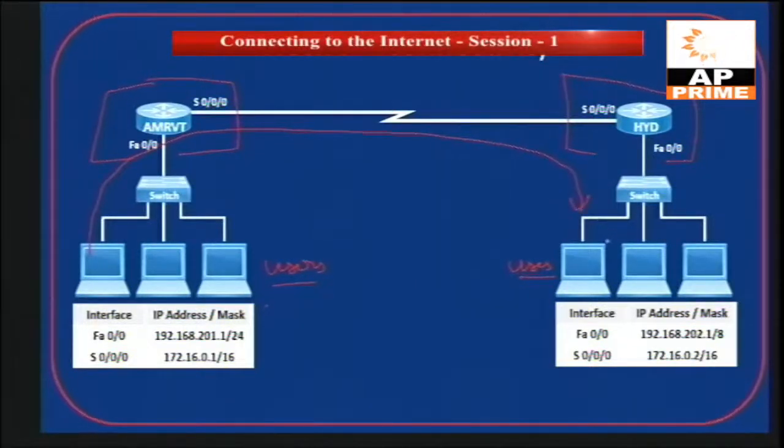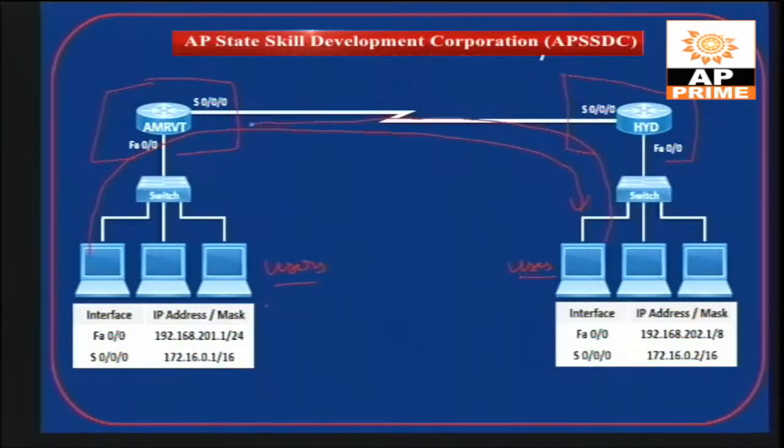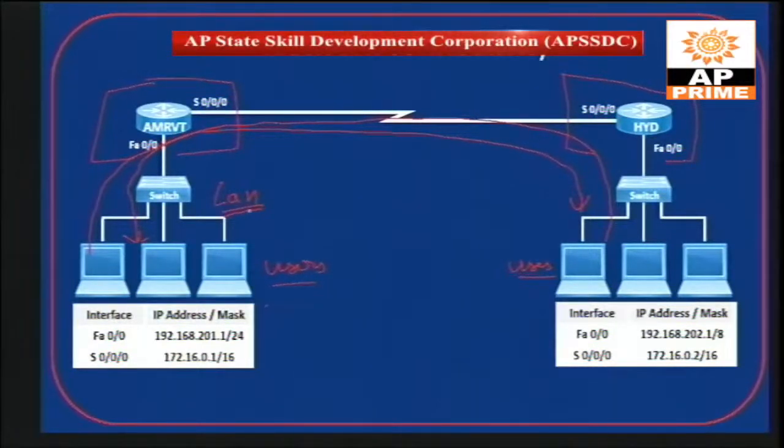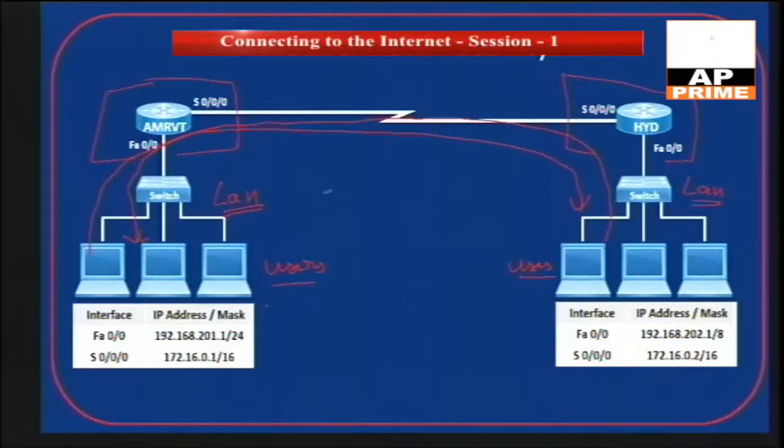And similarly, when a user here in the local network of Hyderabad sends a request to a user in AMRVT, the request should go all the way and reach the destination. So we have to enable the local area network communication from one office to a local area network in another office. So in the previous session, we had briefly set up just a local area network to establish the communication within the office or within the organization.